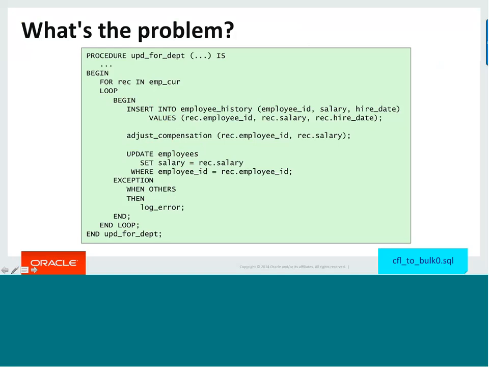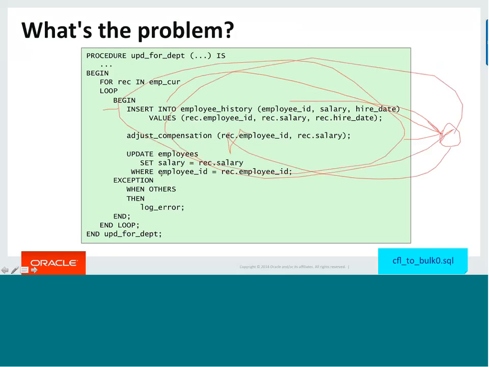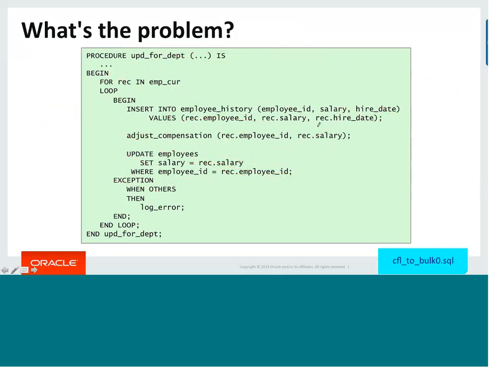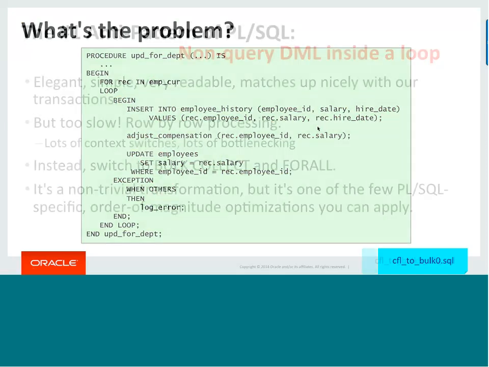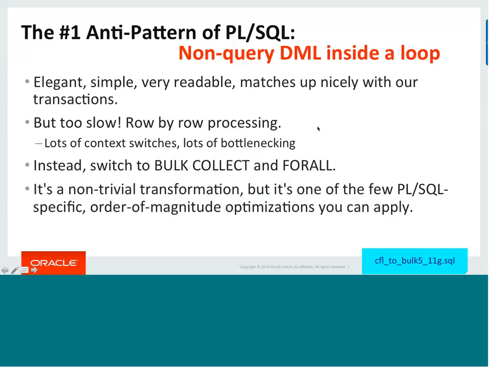For each one of these DML statements, I'm going to switch from the PL SQL engine out to the SQL engine. It's going to do its thing. It's going to come back and forth and back and forth and back and forth. And context switches are slow, relatively slow, or at least a potential bottleneck in the Oracle database. So the idea is to avoid row-by-row processing and instead switch to BULK COLLECT and FORALL.